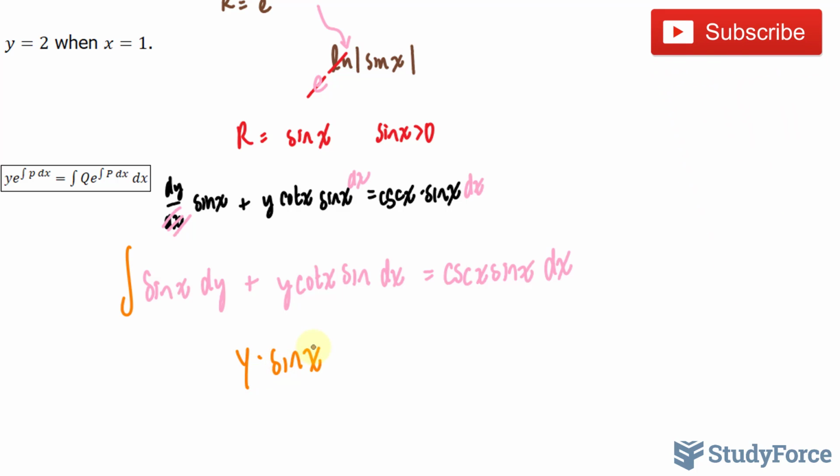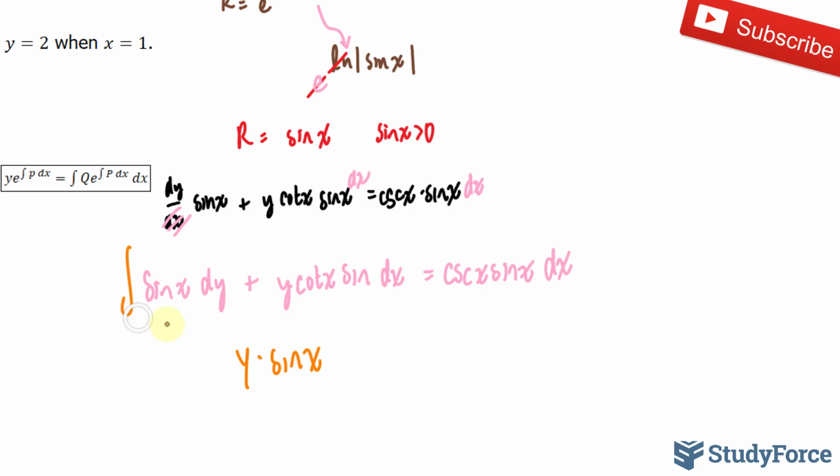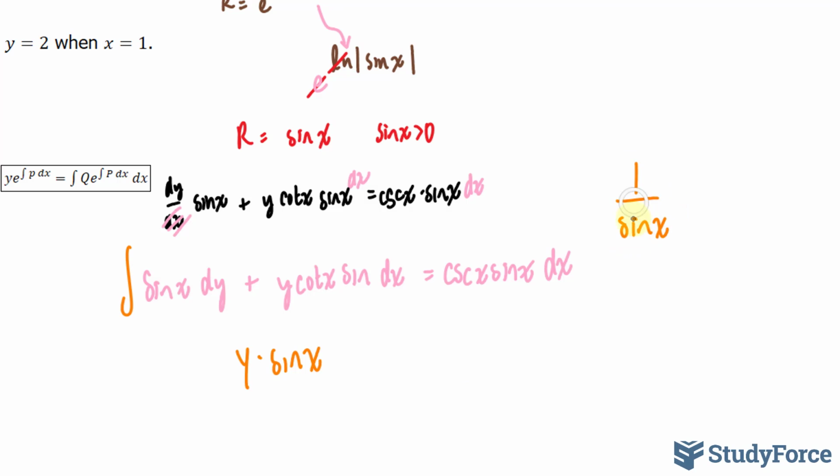In other words, if I derive this using the product rule, I'll end up with the expression that we had above. On the right side, cosecant x times sine x, remember what cosecant is equal to? 1 over sine x. So 1 over sine x times sine x gives us 1. So we're taking the integral of 1 with respect to x. The integral of 1 is x plus c.